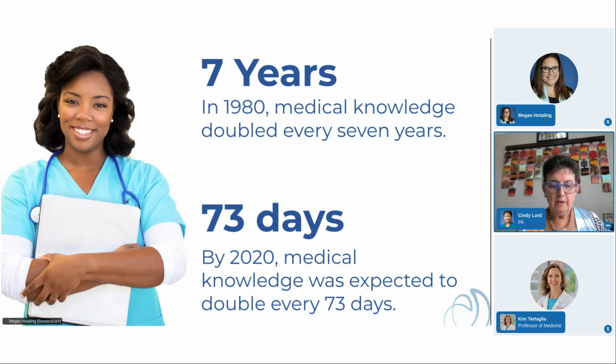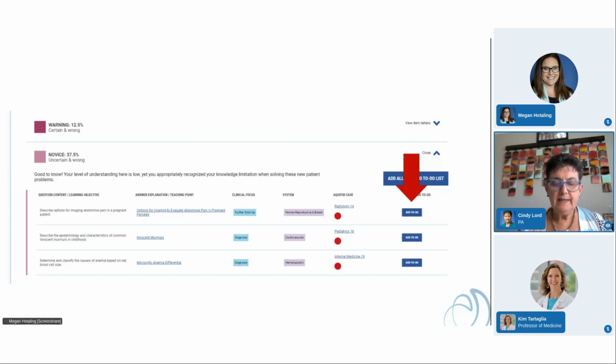Next slide. So when a student is analyzing their data, they can immediately add the relevant case to their to-do list, as I explained, and you'll see that red arrow there. Just click and add to their to-do list, which they can also prioritize. When they get to their to-do list, they can move things up and down. So in the case on the screen, the item was rated novice, meaning that the student was incorrect and uncertain.